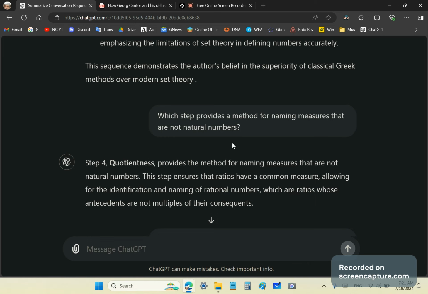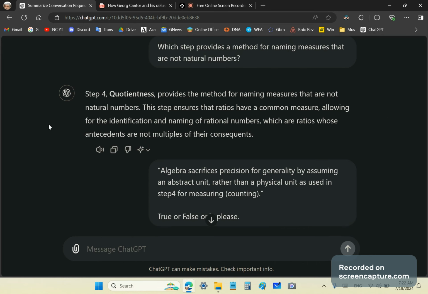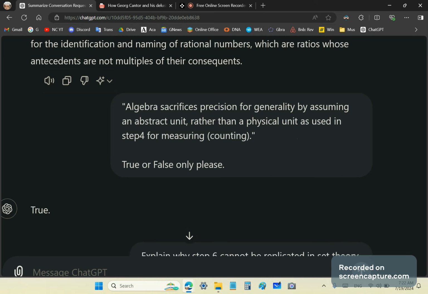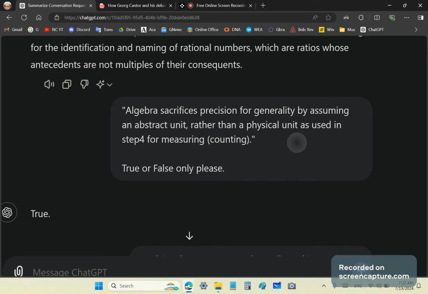So which step provides a method for naming measures that are not natural numbers? And again, ChatGPT is on it. It says step 4, quotientness provides the method for naming measures that are not natural numbers. This step ensures that ratios have a common measure, allowing for the identification and naming of rational numbers, which are ratios whose antecedents are not multiples of their consequence. That's pretty important because we use that in giving measures names.